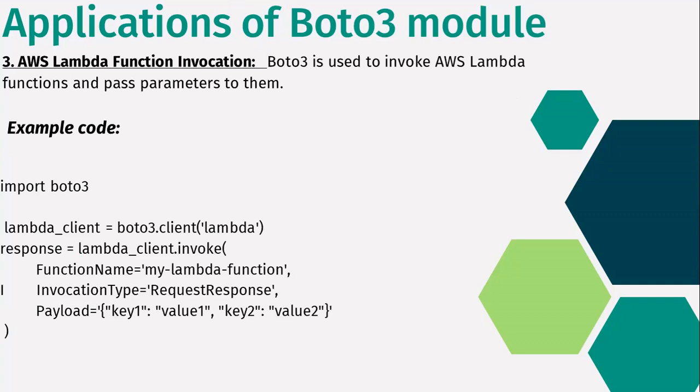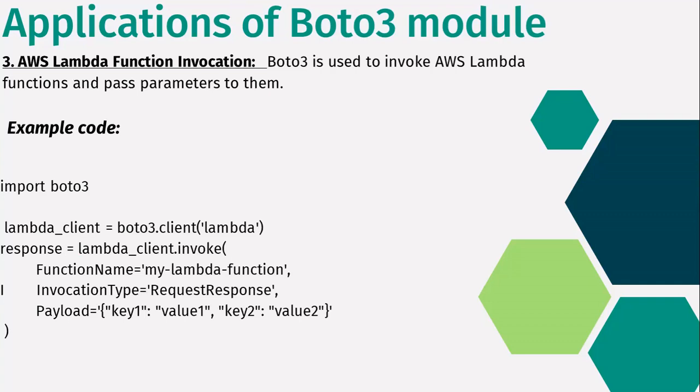Boto3 is used to invoke AWS Lambda functions and pass parameters to them. Now, what is Lambda? Lambda allows us to run code without managing servers. Boto3 helps us to deploy and manage these serverless functions.